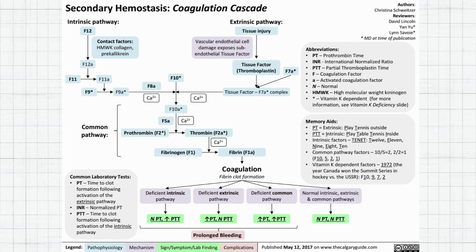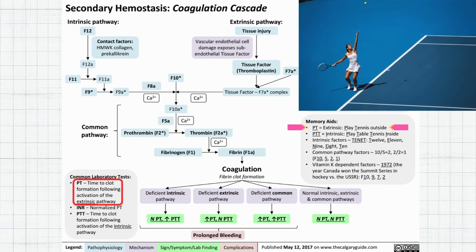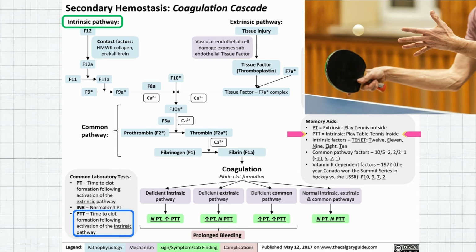Finally, how do we test this in a patient? We use PT and PTT. Students always mix these up, but the chart has the perfect memory aids. PT is prothrombin time. PT measures the extrinsic pathway, factor 7. Play tennis outside. Tennis is extrinsic, it is played outside. It's a faster game just like the extrinsic pathway is shorter. PTT, partial thromboplastin time. PTT measures the intrinsic pathway, factors 12, 11, 9 and 8. Play table tennis inside. Table tennis is intrinsic, hence played inside. It has more letters, PTT versus PT, just like the intrinsic pathway has more steps.